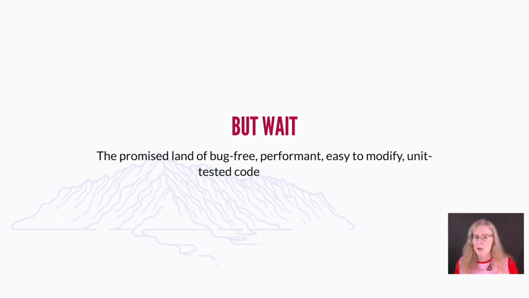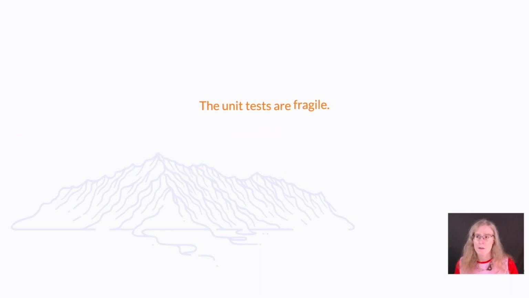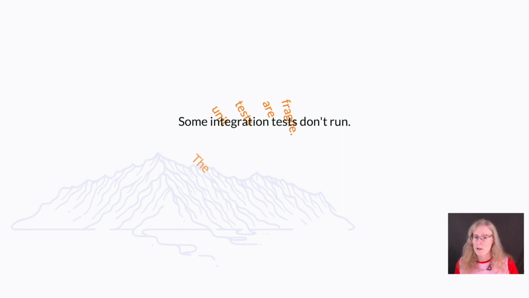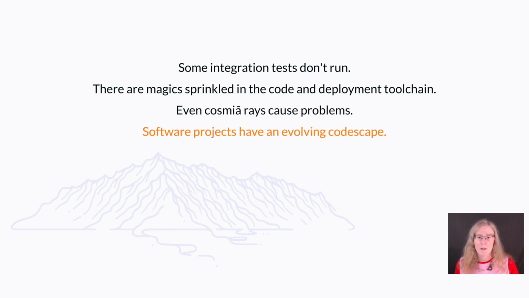The promised land of bug-free, performant, easy-to-modify, unit-tested code doesn't exist. The unit tests are fragile. Some integration tests don't run. And there is magic sprinkled in the code and deployment toolchain. Even cosmic rays are causing problems. Software projects have an ever-evolving codescape.